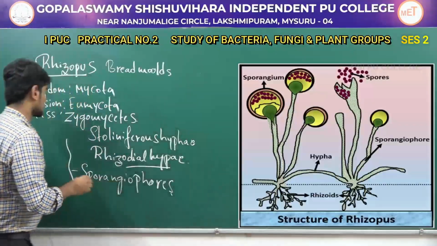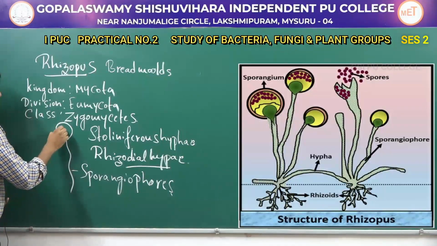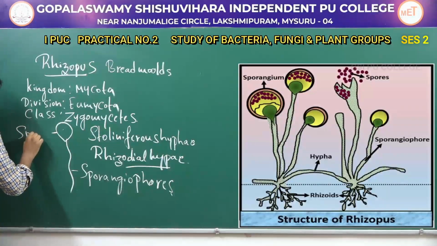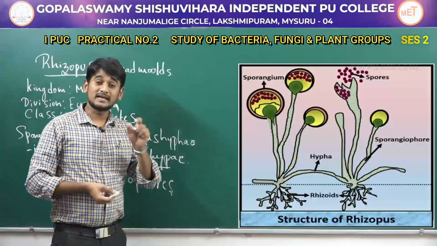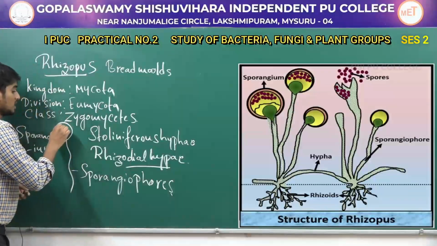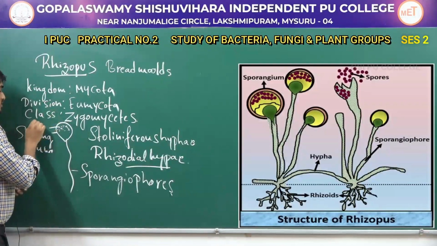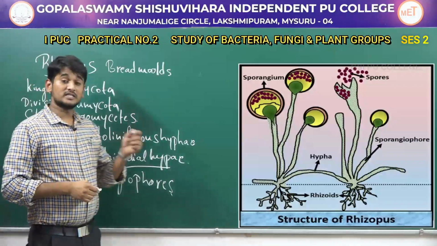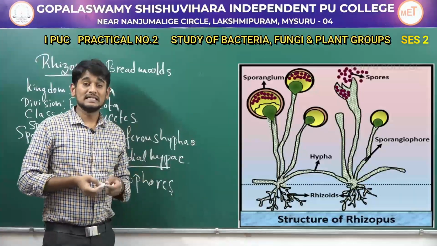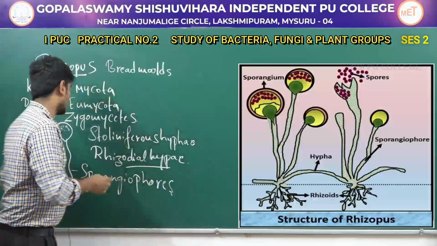Each sporangiophore bears a sporangium. So this is called sporangium. Here also we can observe the sporangium. Inside the sporangium, there are a number of spores. So these are called spores. These spores are covered by a capsule or dome-shaped structure that is called columella.